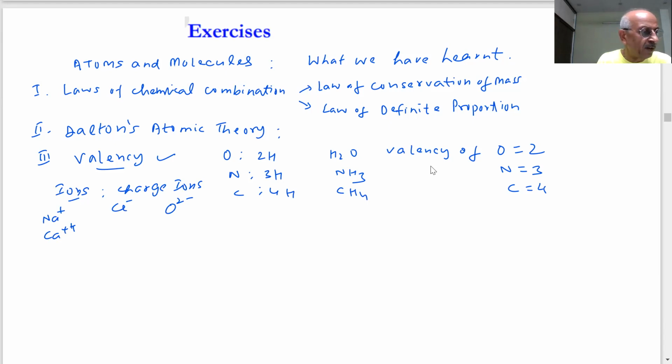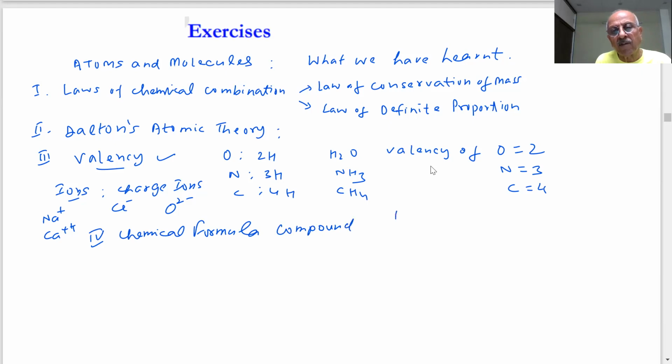After that, we were able to write the chemical formula of compounds by a trick which we told you, the crisscross method. The chemical formula of a compound shows the constituent elements and the number of atoms of each combining element.